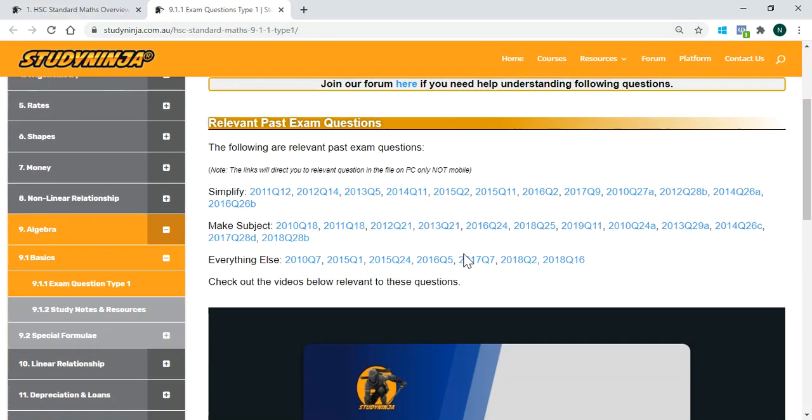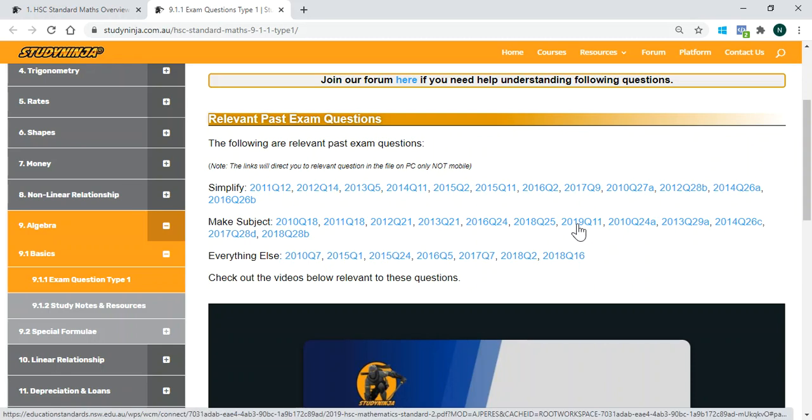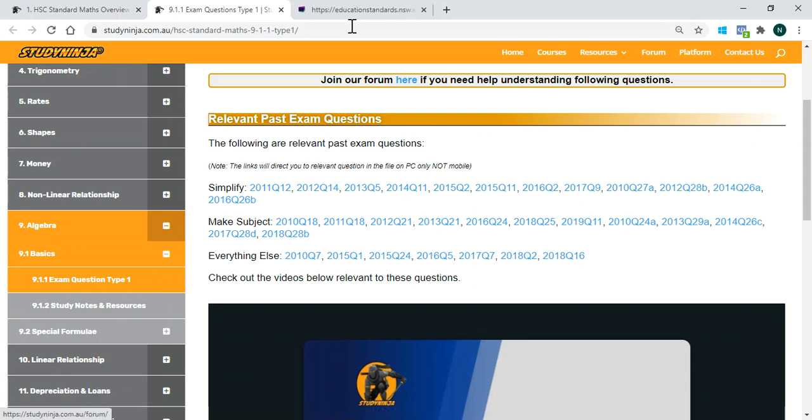So the questions in this kind of question types are split into three types of questions. Examiner can either ask you to simplify an equation, make something a subject, or everything else, which is these kind of questions. So this question was asking you to make a subject in a given equation. Okay, so let's open the question.